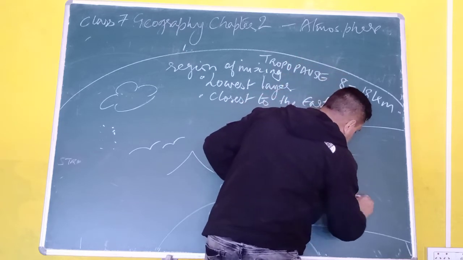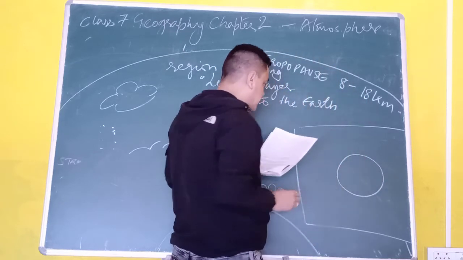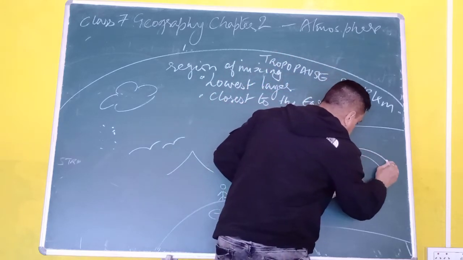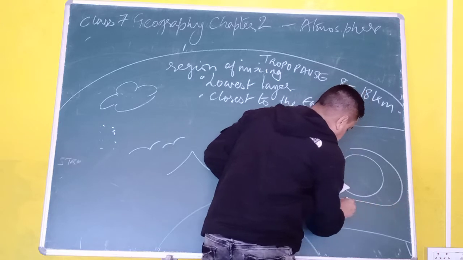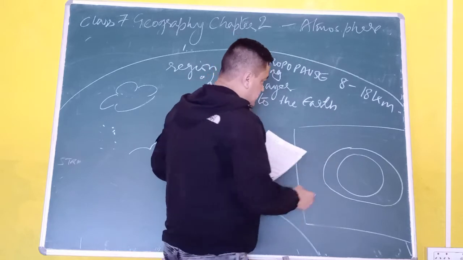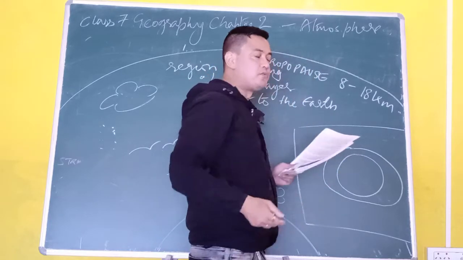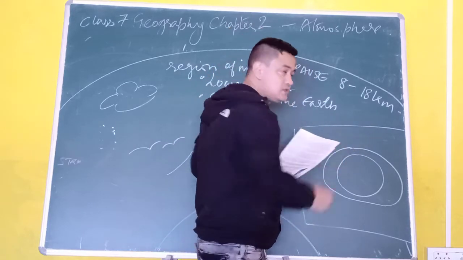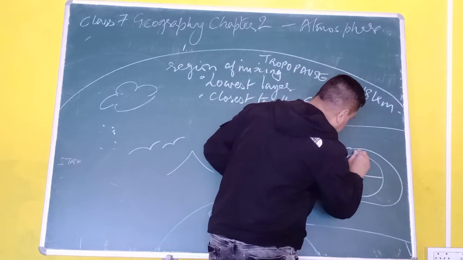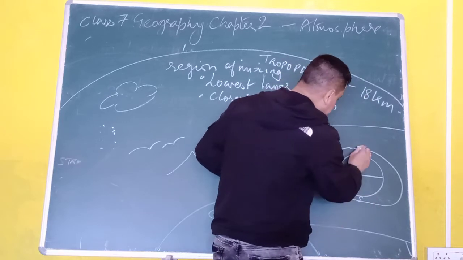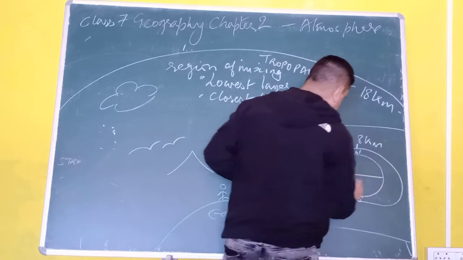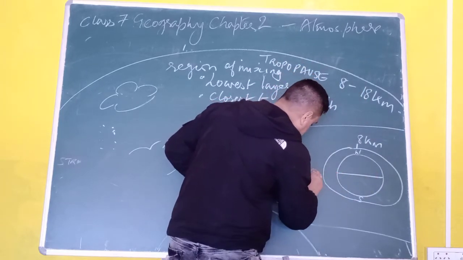If I make the round shape of the earth, and if I make a troposphere, now the thickness of the troposphere is smaller at the poles as compared to the equator. Now this is the equator, this is the north pole, and this is the south pole. If you see the thickness at the poles, you find it is only 8 kilometers. But at the equator, you find it is 18 kilometers.